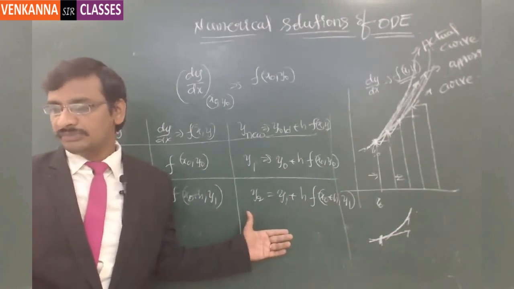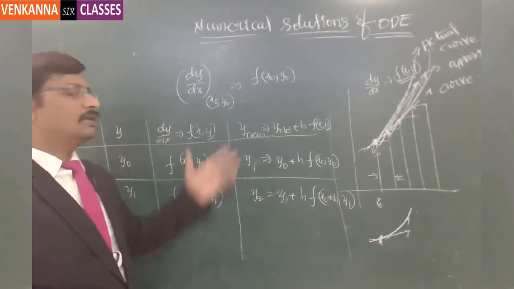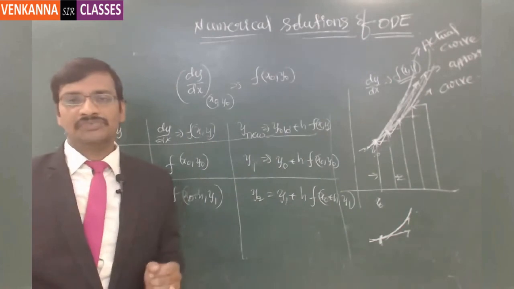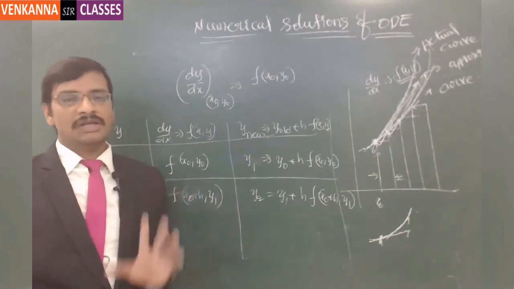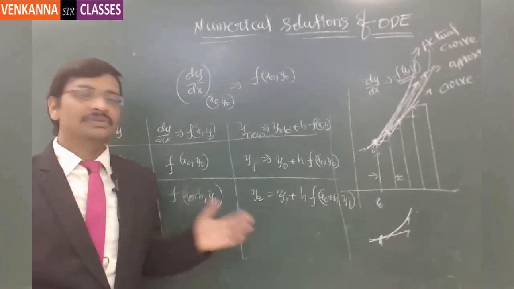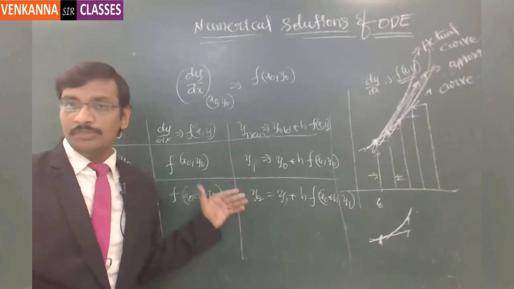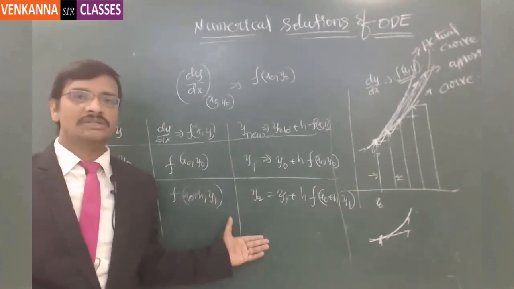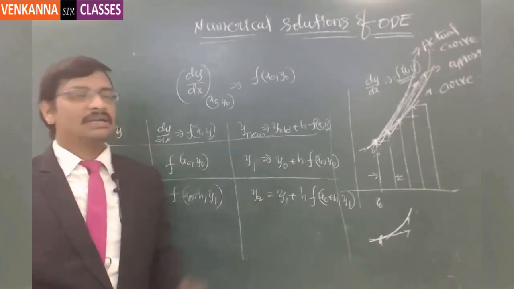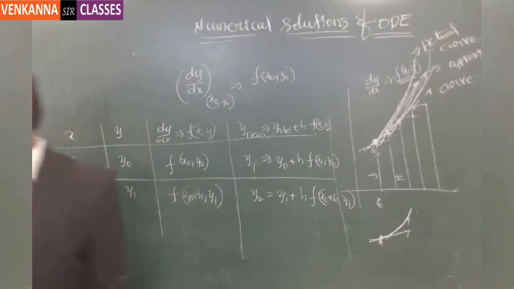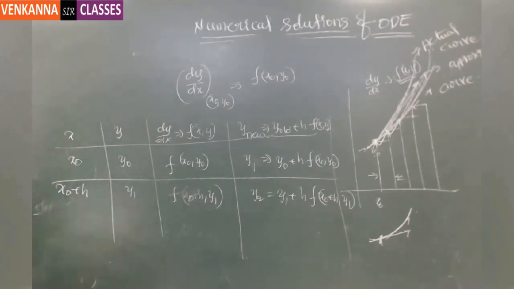Got it? So first we will solve a problem with the normal Euler's method, and once you have understood that, we can go to one more problem based on the extension of Euler's method. That is the corrected method of Euler's method. Got it? So first you note down this. I'm going to give you a problem.